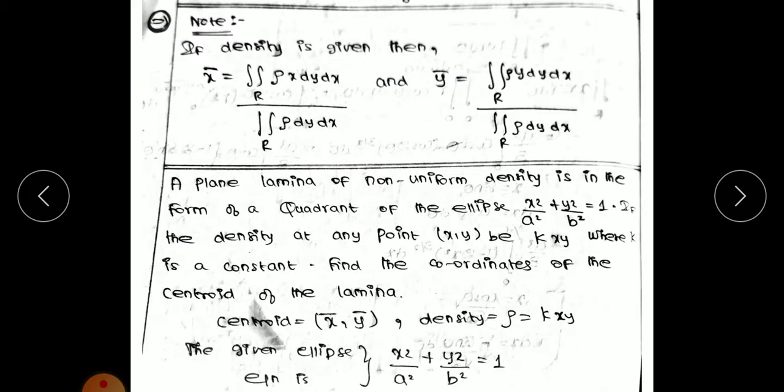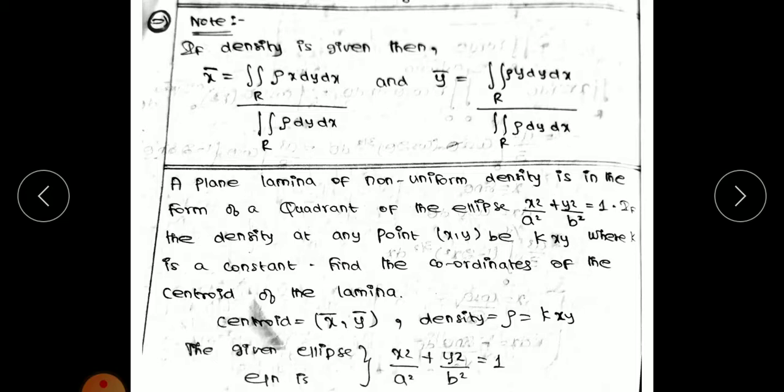Note, if density is given, then x bar equals the double integral over R of rho x dy dx divided by the double integral over R of rho dy dx, and y bar can be written as the double integral over R of rho y dy dx divided by the double integral over R of rho dy dx. So this is the formula for density. Let us see the first problem.